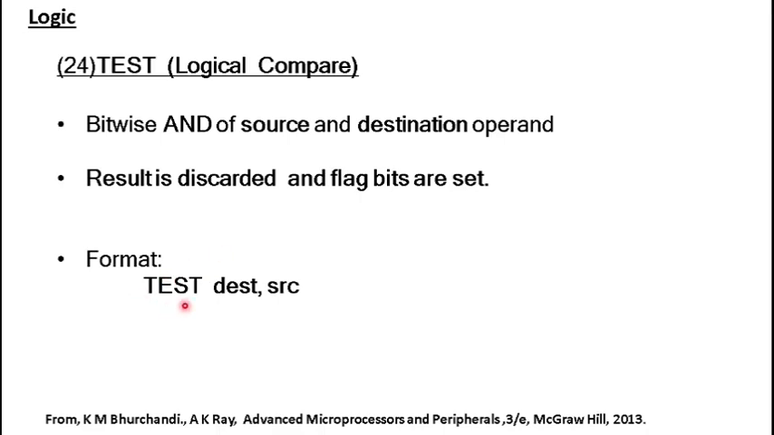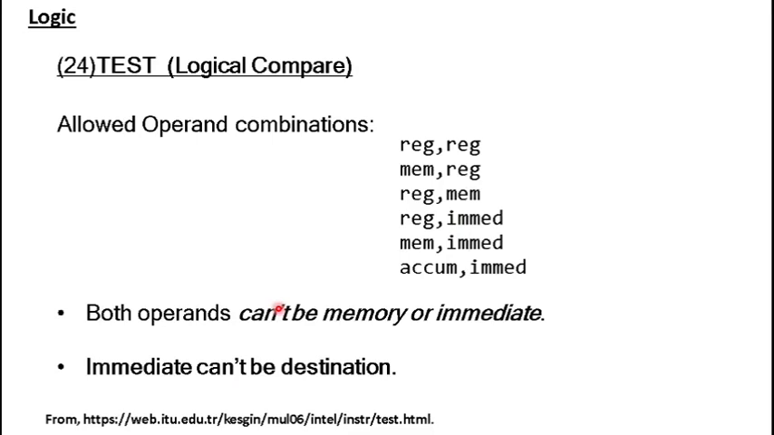So this is the format of the TEST instruction. We have TEST followed by destination, source. The allowed operand combinations are these: operands can't both be memory locations, they can't be immediate in the destination, and they can't both be immediates too. So these are the restrictions.